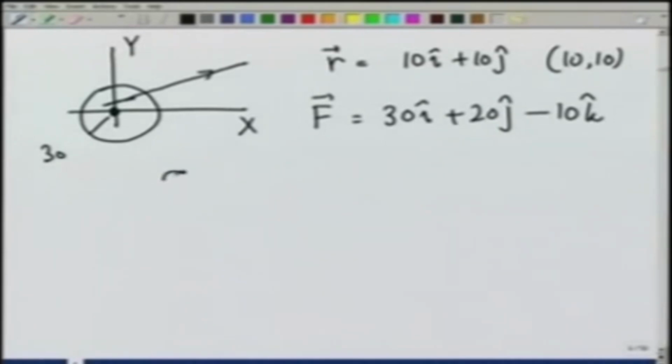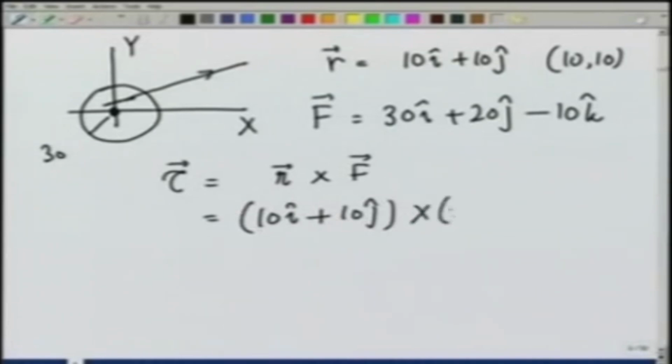The total torque due to this force is going to be equal to r cross F. Again, I emphasize, recall from your previous lecture, that this r could be anywhere along the line of action of this force. Right now, we will take r to be 10 i plus 10 j. So, this is equal to (10 i plus 10 j) cross (30 i plus 20 j minus 10 k).